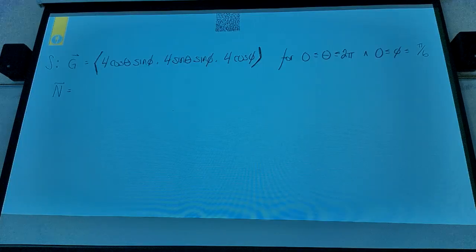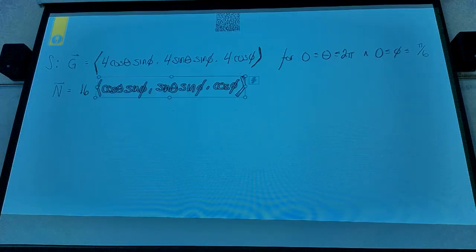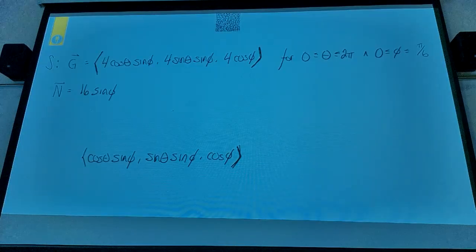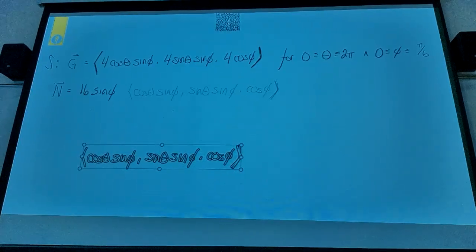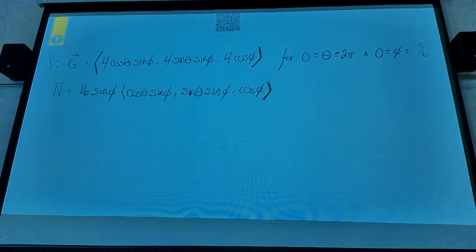Normal vector. Remember, outward pointing normal vector is this. No, it's not. Missing something. Move you down real quick. What's that? 16 sine of phi times that vector.